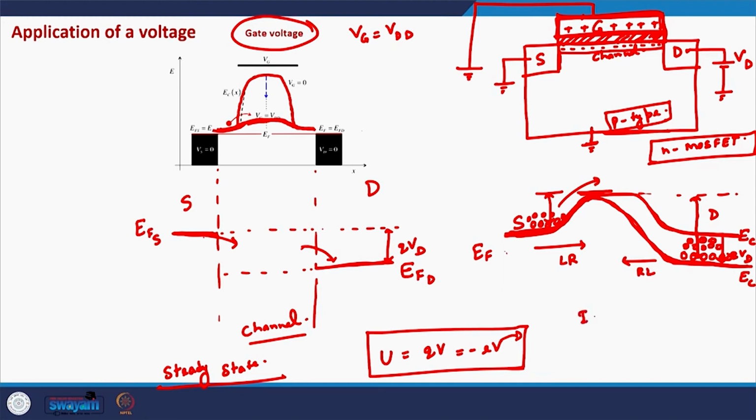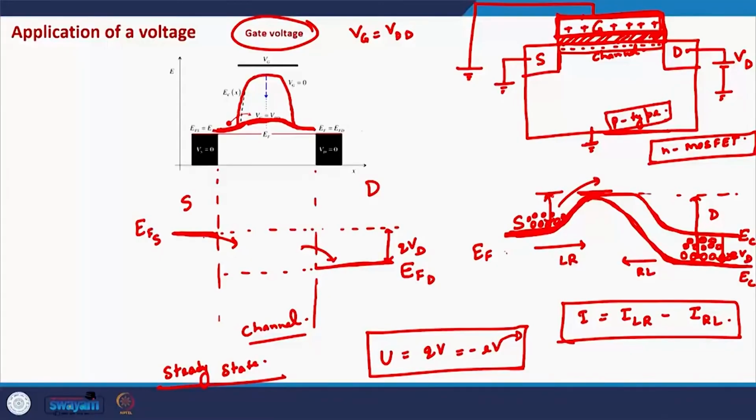So, there might be a net current now, because the chances of the electrons sitting in the drain terminal crossing the barrier and the chances of electrons from the source terminal crossing the barrier are now different, because the barrier heights are different, and that's why these currents might be different. So, it will be a non-zero current now.